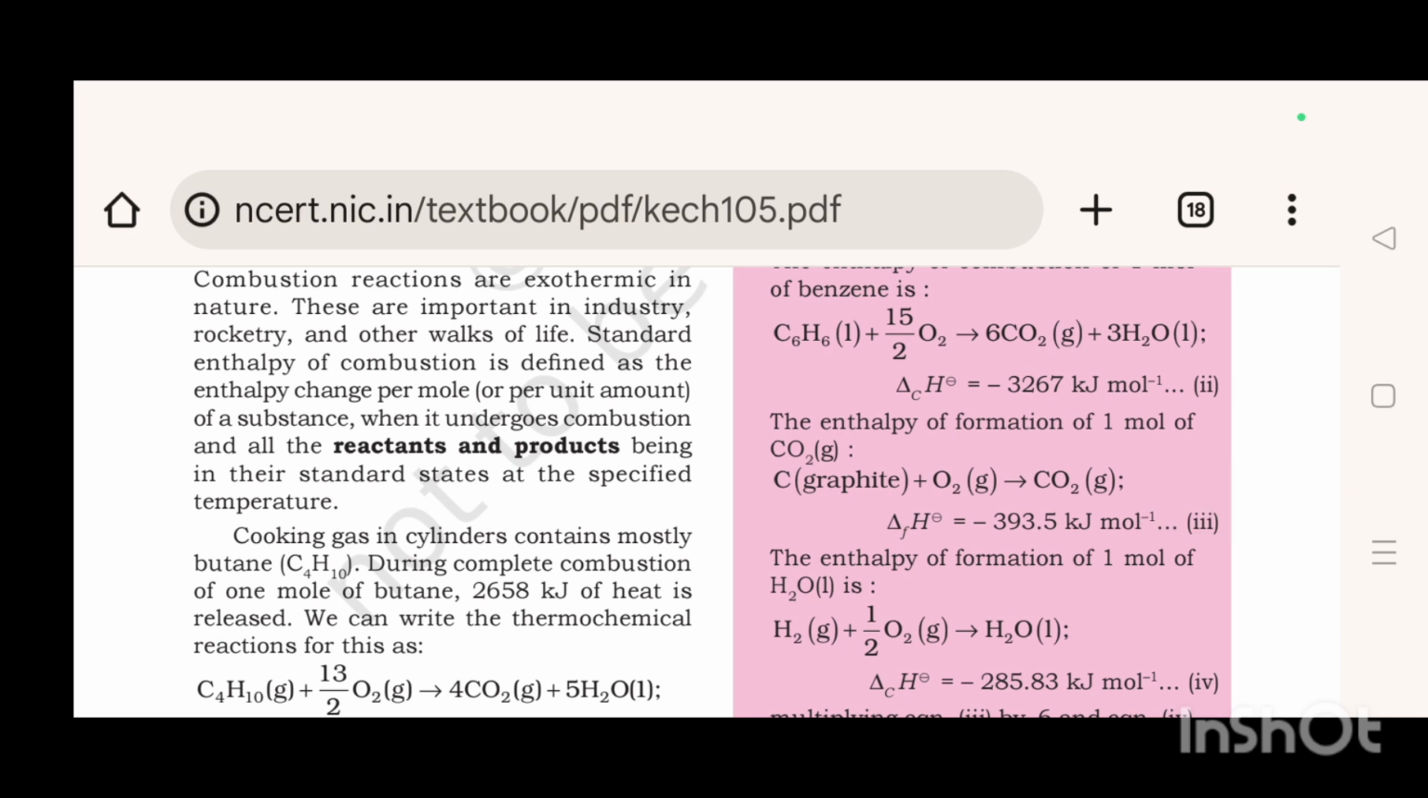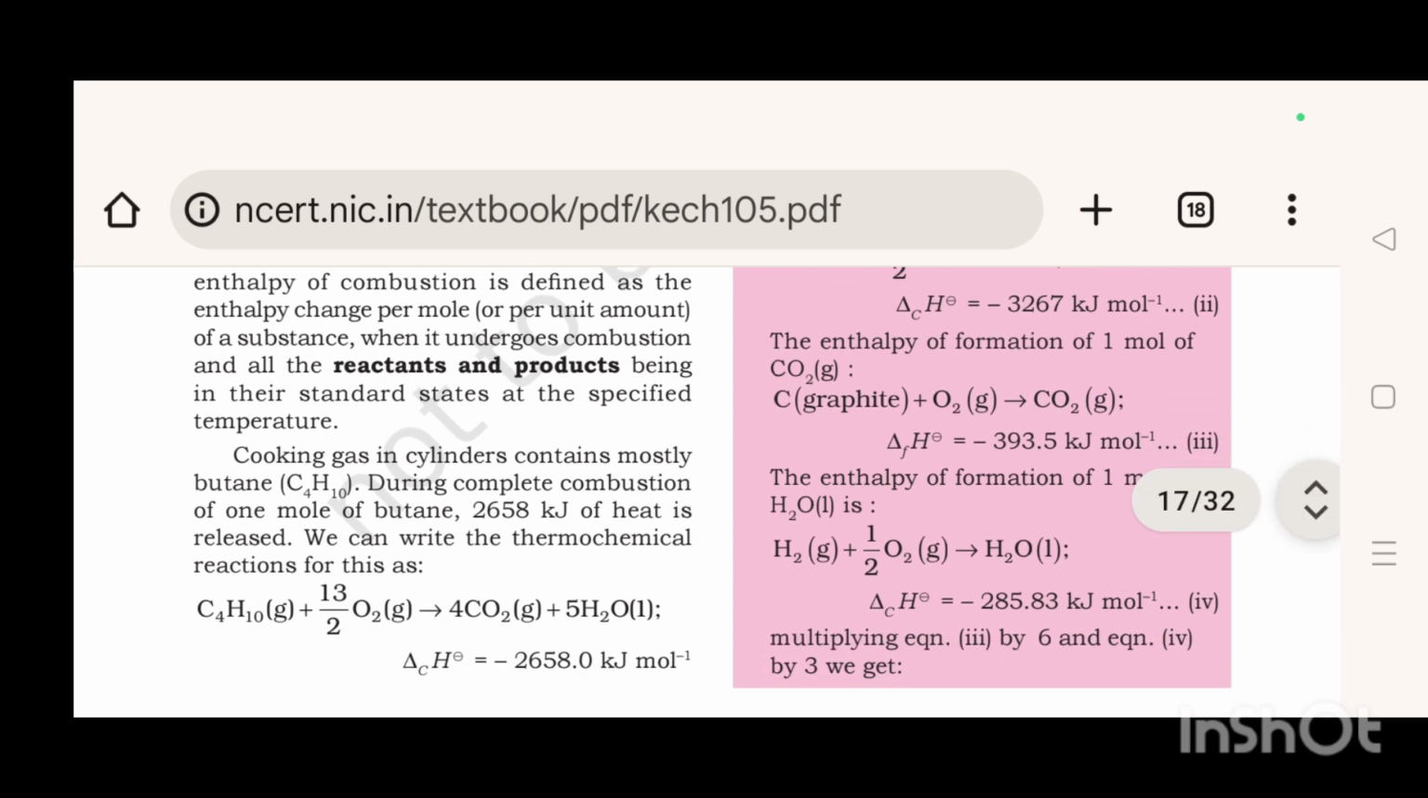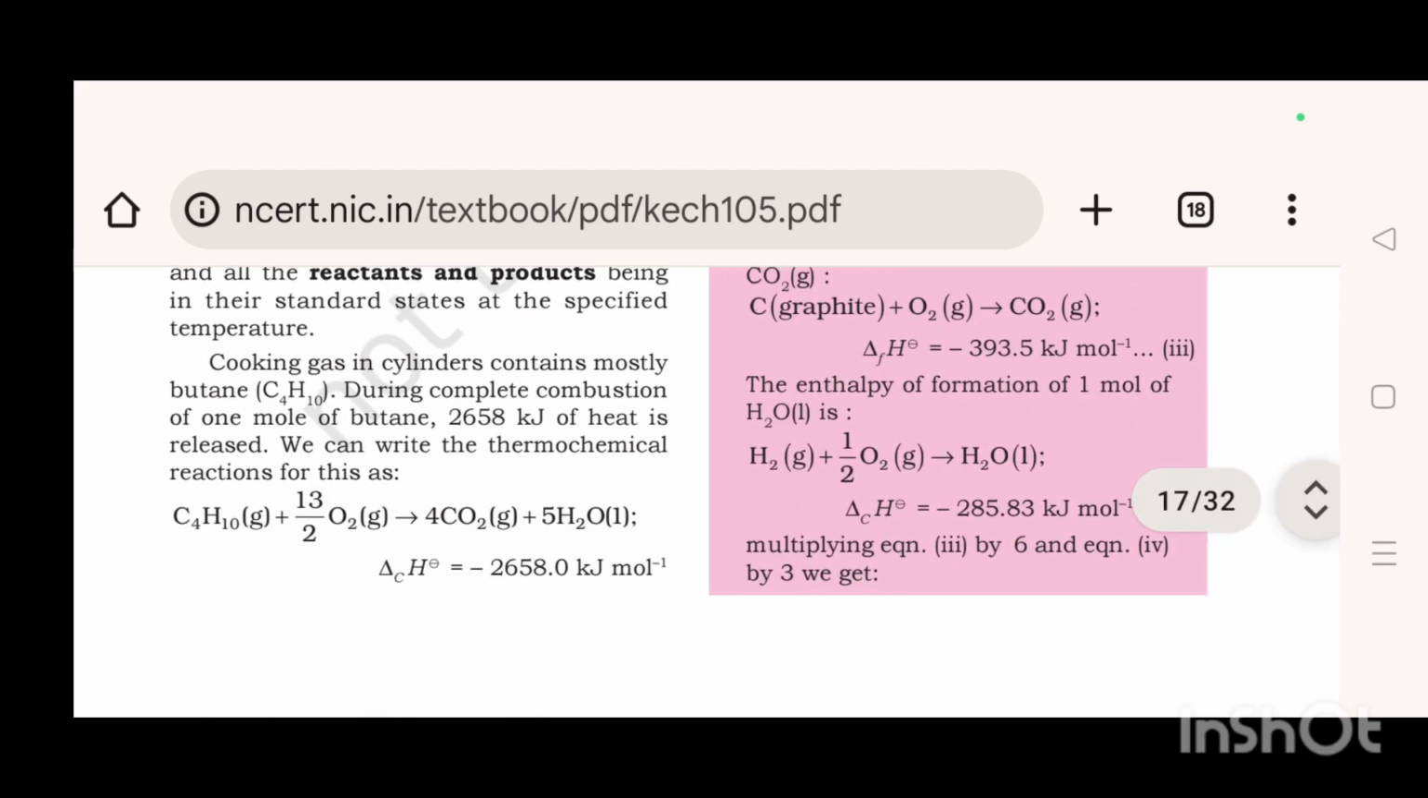Cooking gas in cylinders contains mostly butane. During complete combustion of 1 mole of butane, 2658 kJ of heat is released. We can write the thermochemical reaction for this: C4H10 plus 13/2 O2 gives 4CO2 plus 5H2O, and for this the heat of combustion is minus 2658.0 kJ mol⁻¹.